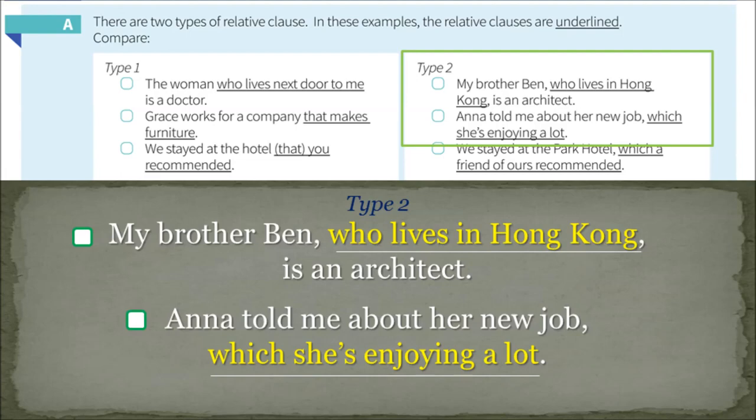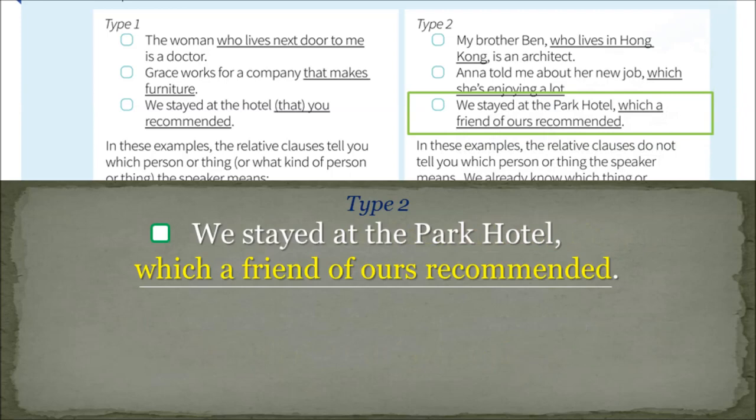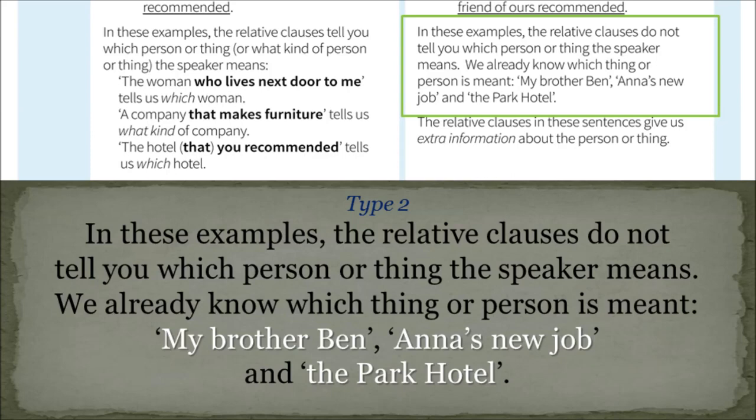Type 2. My brother Ben, who lives in Hong Kong, is an architect. Anna told me about her new job, which she's enjoying a lot. We stayed at the Park Hotel, which a friend of ours recommended. In these examples, the relative clauses do not tell you which person or thing the speaker means. We already know which thing or person is meant. My brother Ben, Anna's new job, and the Park Hotel.